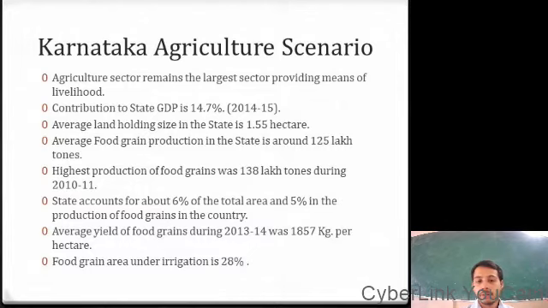The average yield of food grains during 2013 and 14, the productivity, was 1857 kilograms per hectare of land area. It was the productivity of food grains in Karnataka. And food grains under irrigation is 28%. Of the total food grain cultivation, 28% was under irrigated areas.